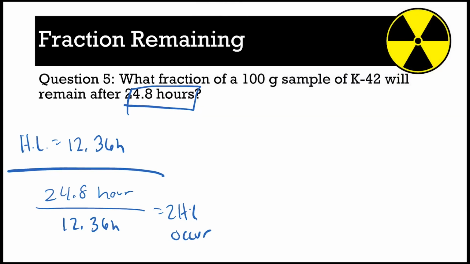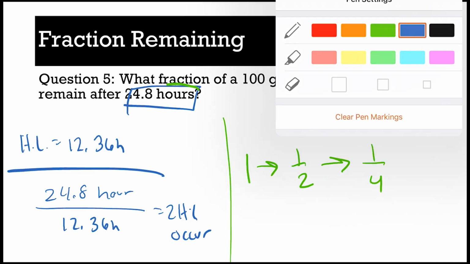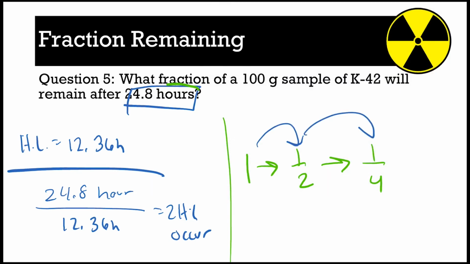And then when we're jumping into the work part of it, when we're asking for fractions, it doesn't matter really how much you're starting with. When we're starting with the fraction, you're always going to want to start with 1, so a whole. And so after 1 half-life, half of it remains. After 2 half-lives, a quarter of that remains. So you have 1 half-life, 2 half-lives, and so 25% or 1/4 remains.